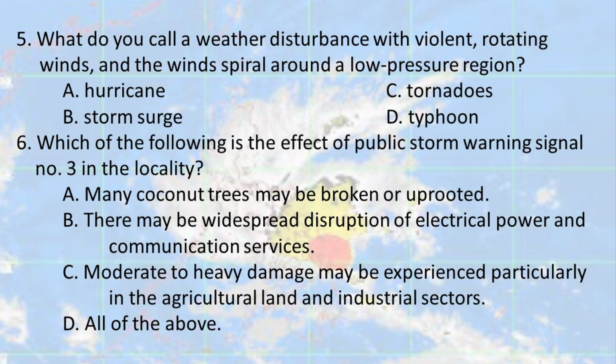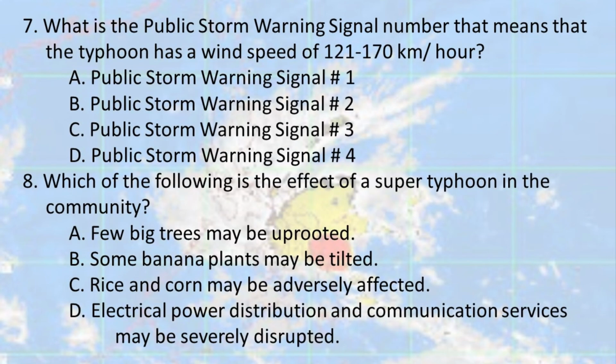6. Which of the following is the effect of public storm warning signal number 3 in the locality? A. Many coconut trees may be broken or uprooted. B. There may be widespread disruption of electrical power and communication services. C. Moderate to heavy damage may be experienced particularly in the agricultural land and industrial sectors. D. All of the above. 7. What is the public storm warning signal number that means that the typhoon has a wind speed of 121 to 170 km/h? A. Public storm warning signal number 1. B. Public storm warning signal number 2. C. Public storm warning signal number 3. D. Public storm warning signal number 4.